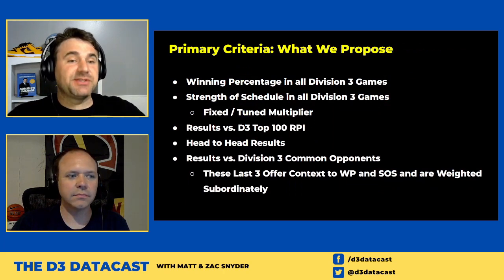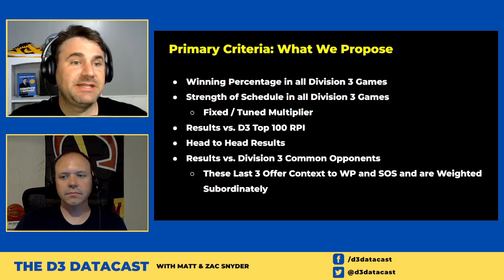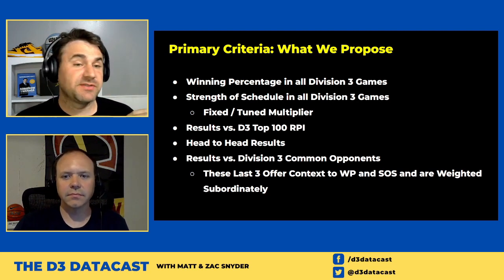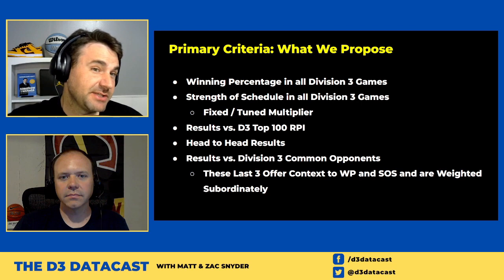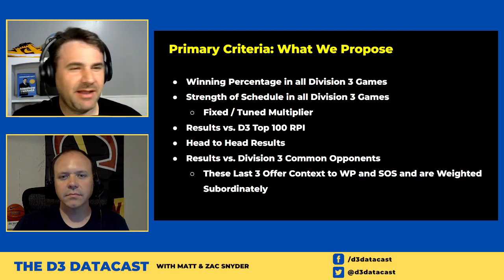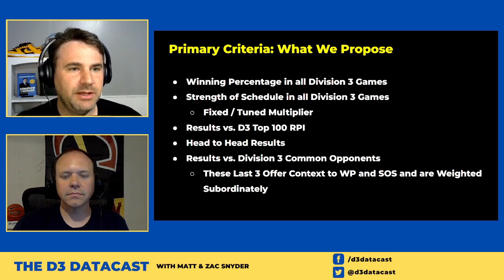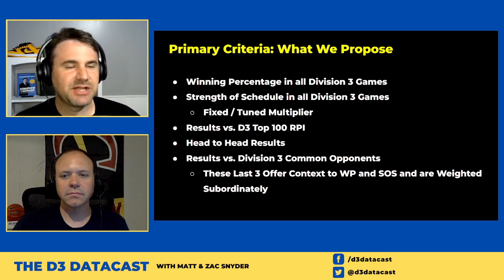All right, Zach. So we talked about a lot of things. Here's what we talked about. Here's the primary criteria after what we propose. We want winning percentage just as it is. We want strength of schedule, essentially as it is, but we want to tune that multiplier, and I think we want to check that math out again. We want to fix maybe how it's implemented, and then we want those two pieces of data to be the kind of the backbone for the process. So your winning percentage and your strength of schedule matters a lot.